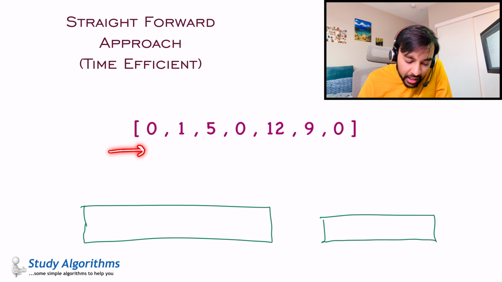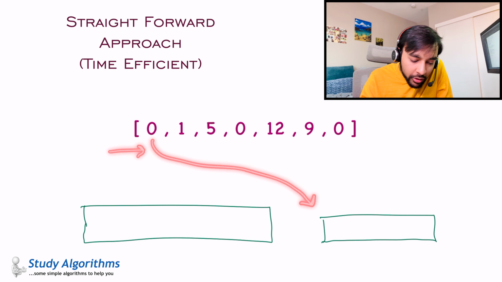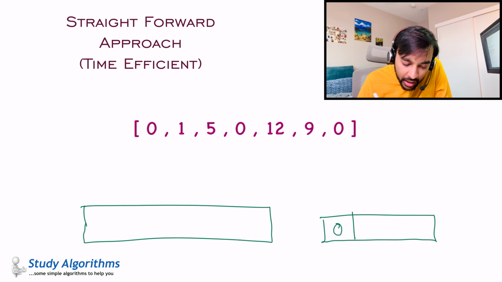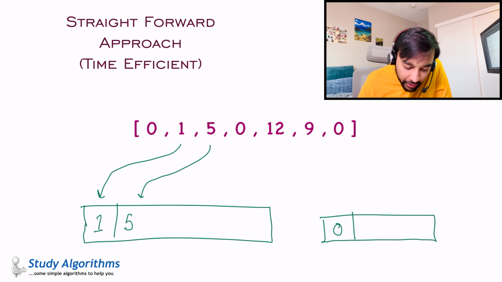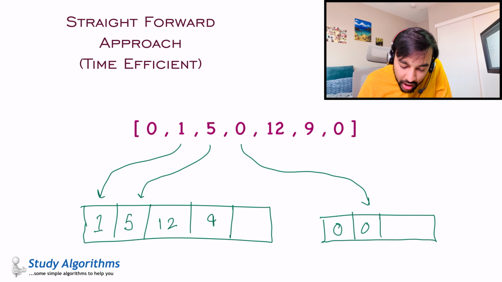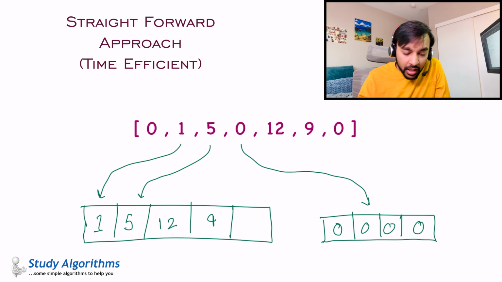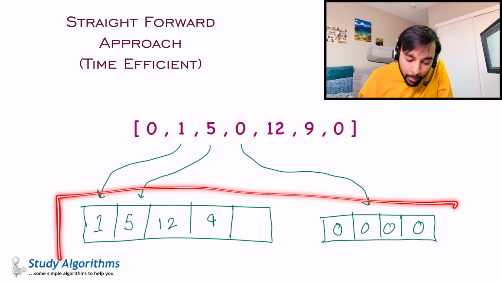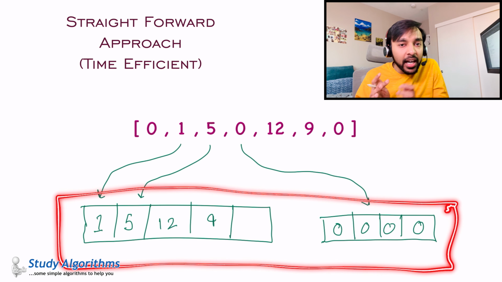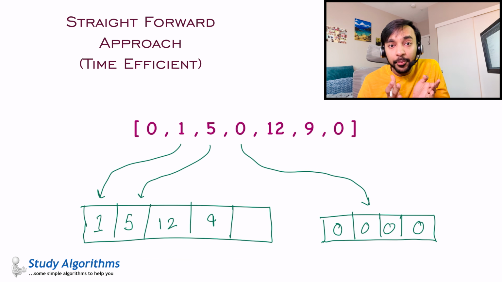You will start from the beginning, you see a zero, and you will add it in your other array. If you see a number that is not zero, you add it in a different array. You see a 5, so you add 5 over here. Then you see a 0 again, so you add it over here. So this way, your relative order remains the same and you have all the zeros over here. Now you can just combine both these arrays and you will get your final output, correct?